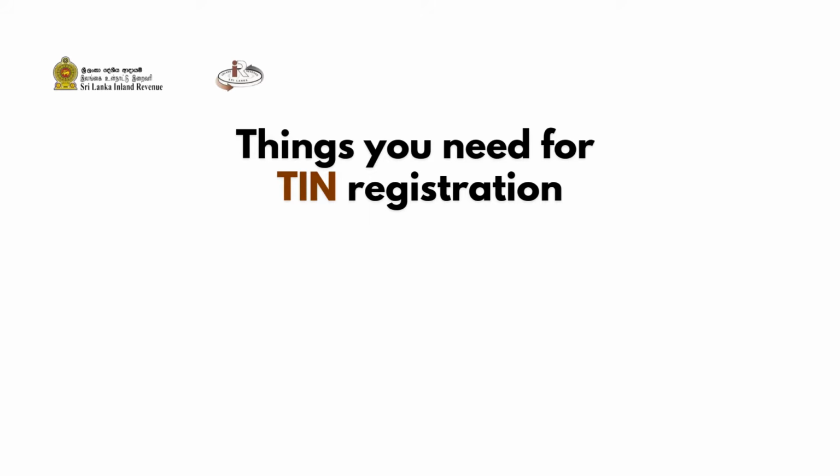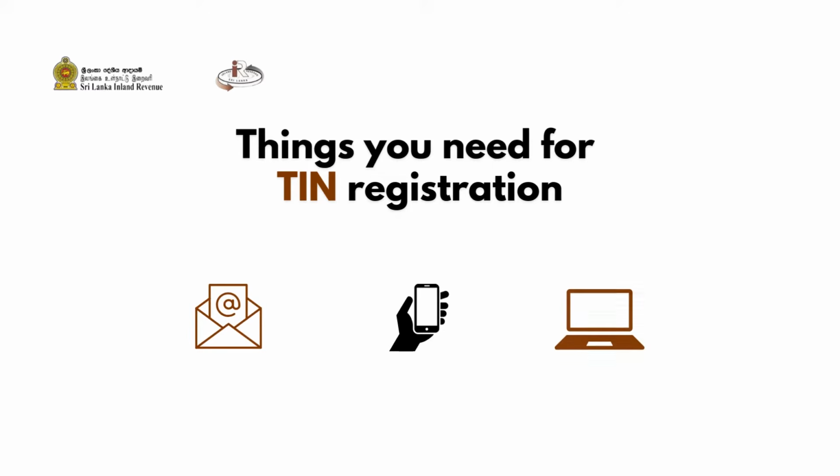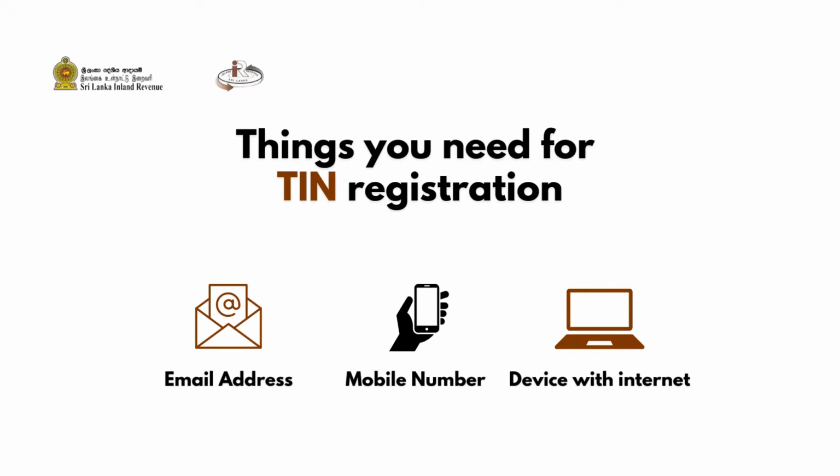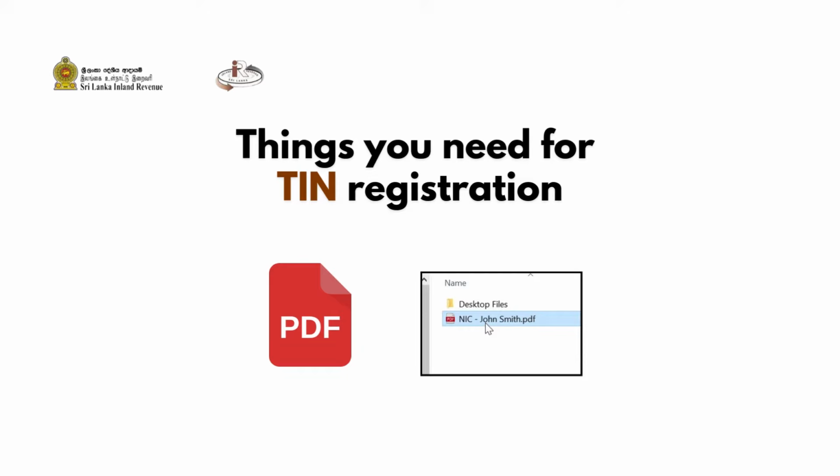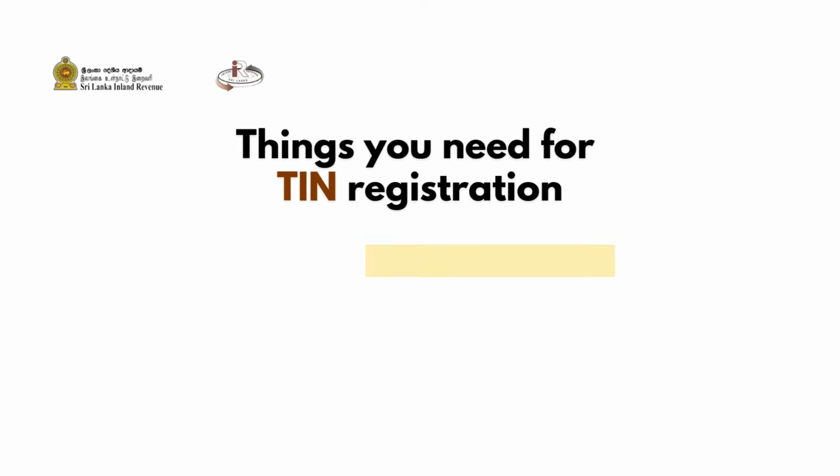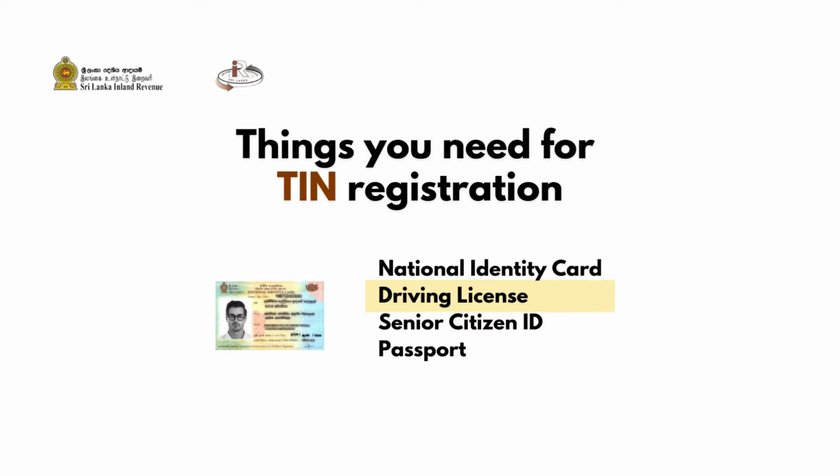Before obtaining a TIN number through the e-service system, you must have an email address, a telephone number, and a mobile device or computer with an internet connection. In addition, you need a scanned soft copy of both sides of at least one of the documents on the screen. If the address mentioned on the national identity card and your permanent residential address are different, a fixed water or electricity bill issued in your name or a document certified by a Grama Sevaka officer is required.